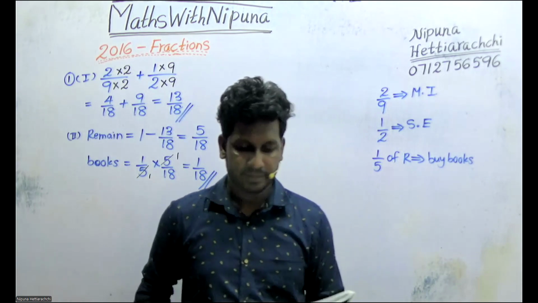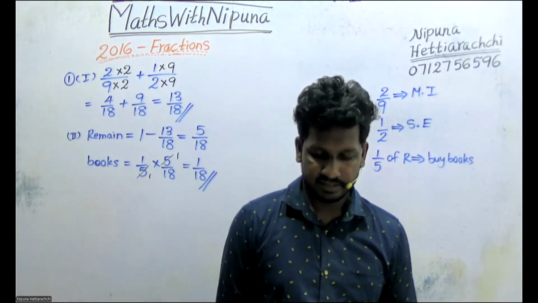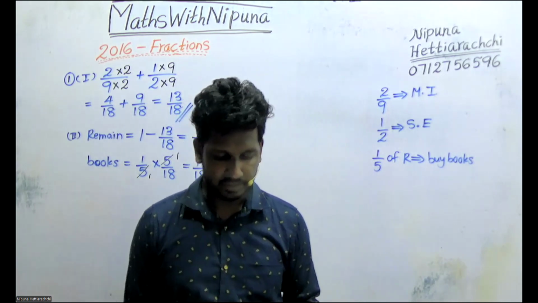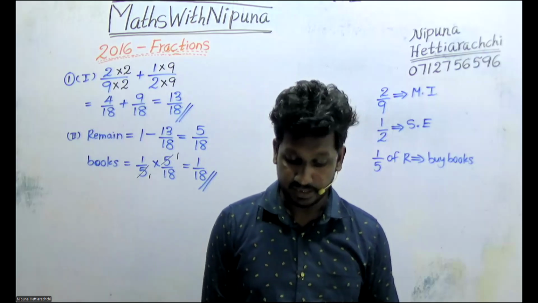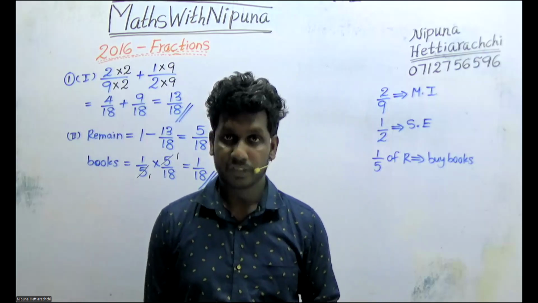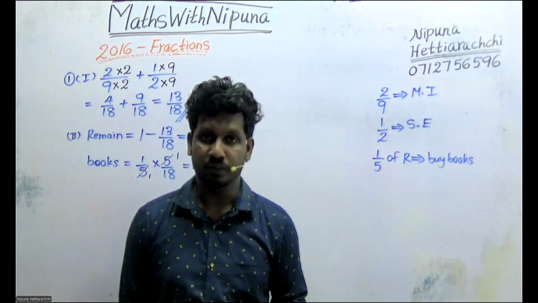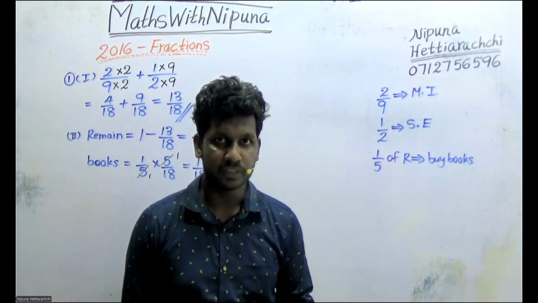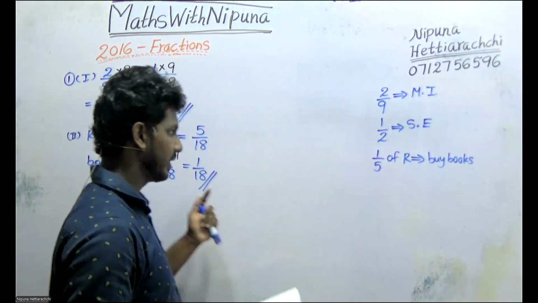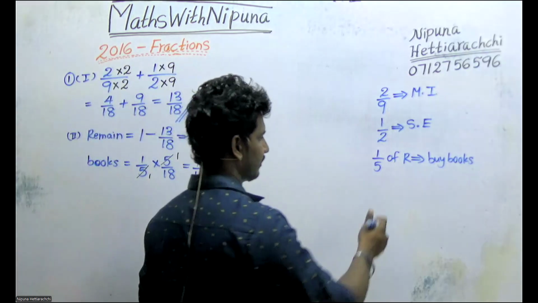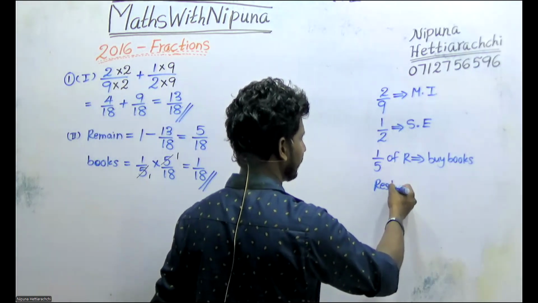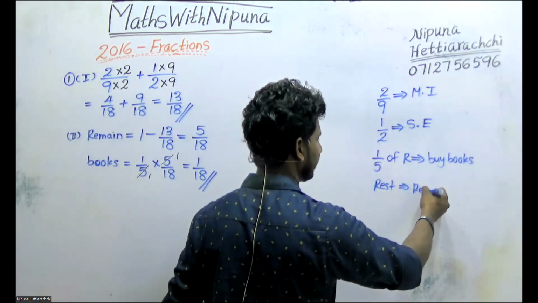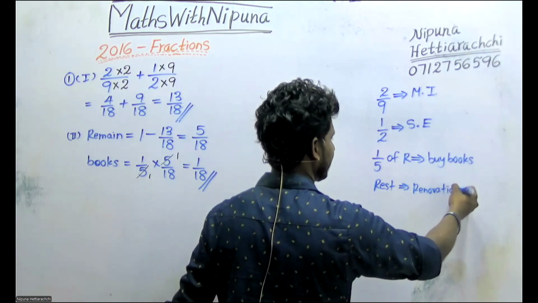Then the amount remaining after purchasing the books was used to renovate the community center. Row number 3. Find what fraction of the total amount was used for the renovation. Finally, the remaining amount is allocated for the renovation. You have to calculate that portion.